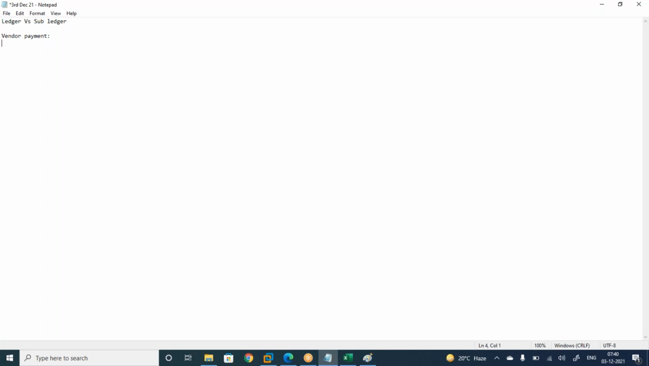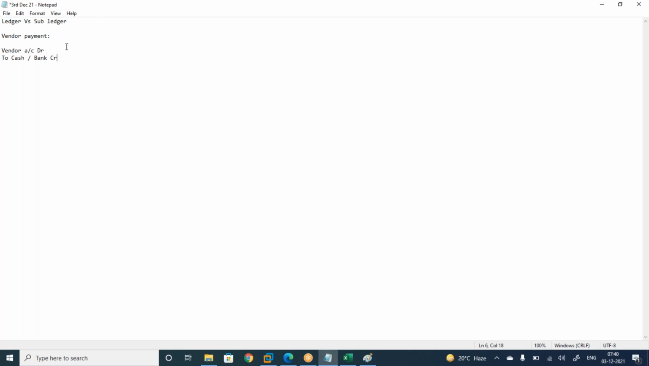Can anyone tell me what the postings are? If it is a vendor payment, you are paying the vendor account money. Vendor account debit, bank account credit, cash or bank. If you are doing cash or bank, credit.